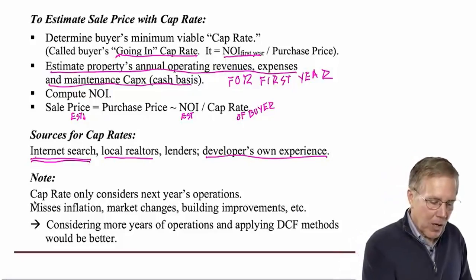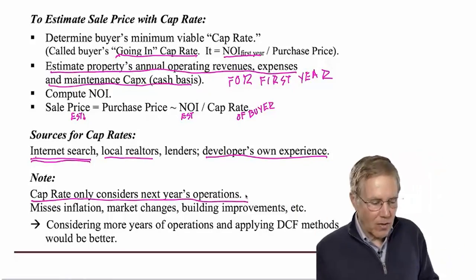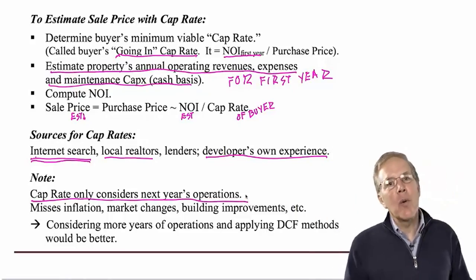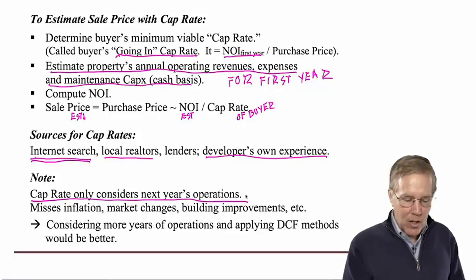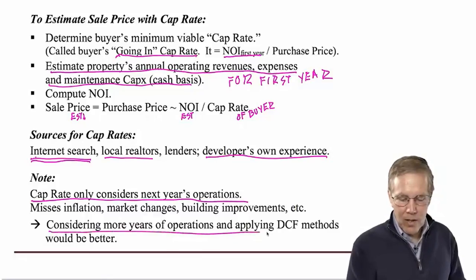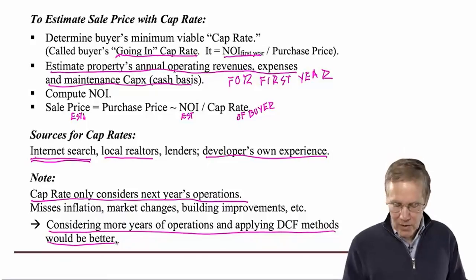So, bad news about cap rate. It's only considering 1 year's worth of operations. It doesn't include forward inflation or anything like that. So we will a bit later learn to maybe do better by considering more years. And to do that, we're going to need discounted cash flow methods. But for right now, let's just stick with cap rate.